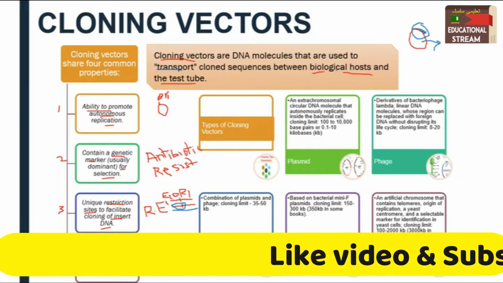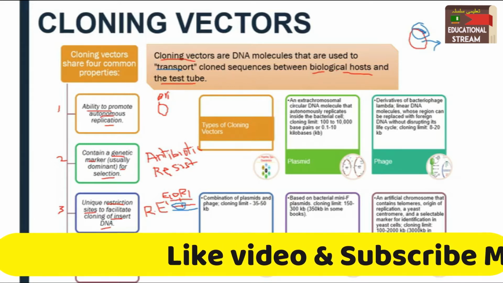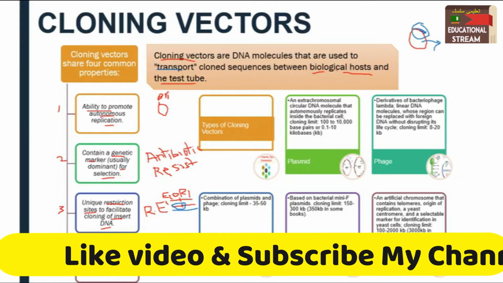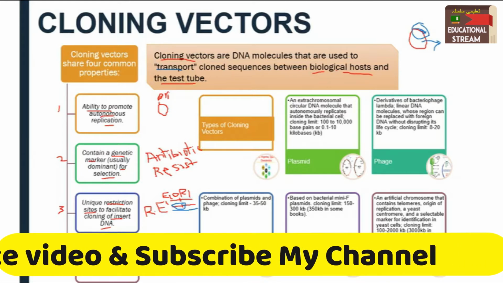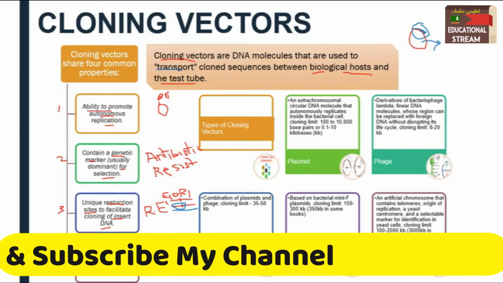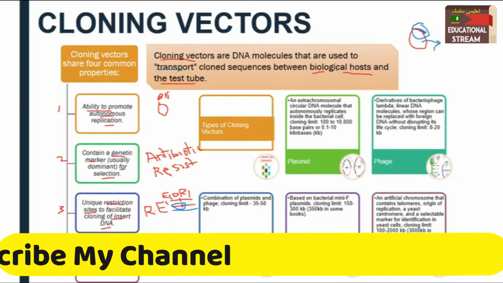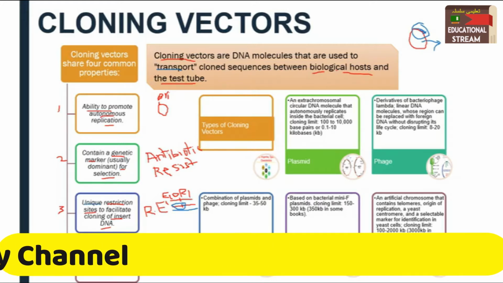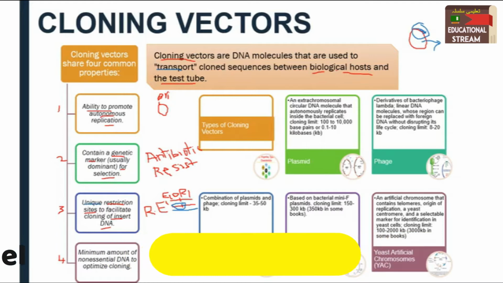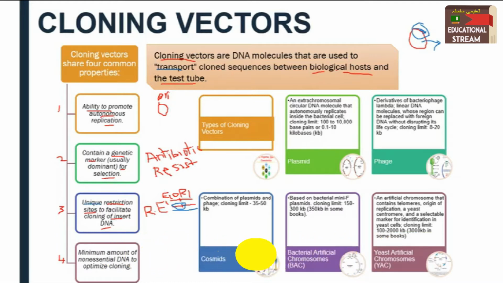So to avoid this, we need to select restriction enzymes that do not make any cut within the gene of interest. Therefore, the unique restriction sites are introduced into the cloning vectors that rarely contain any cutting site within your gene of interest.